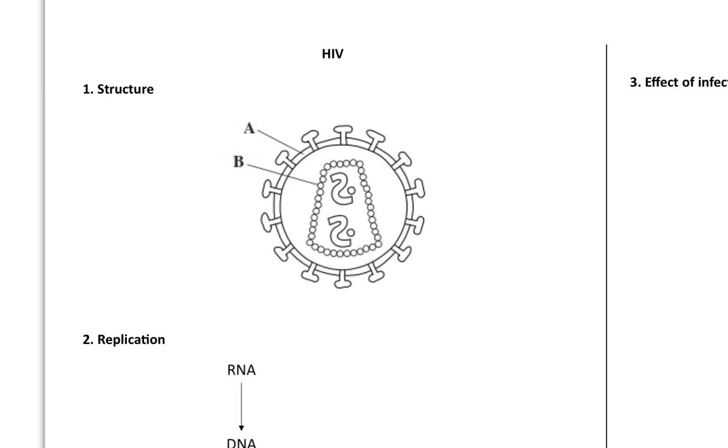Welcome to HIV and the immune system. So let's crack on. Here's a little diagram. It asked in the exam what A and B were. So A is our lipid envelope.